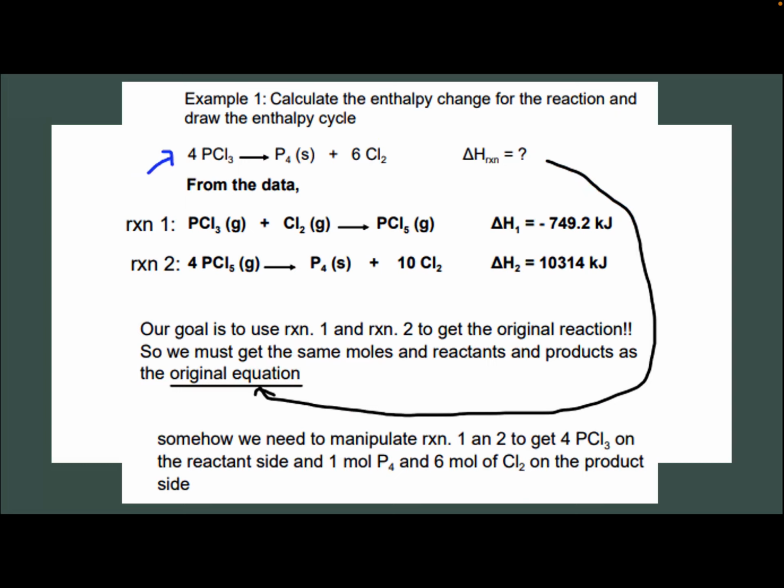So we're going to look at the following examples. We're going to calculate the change in enthalpy for the reaction and draw the enthalpy cycle. So we have our equation here.